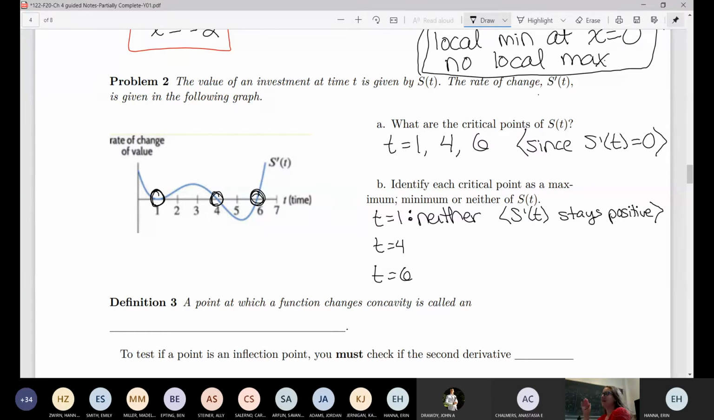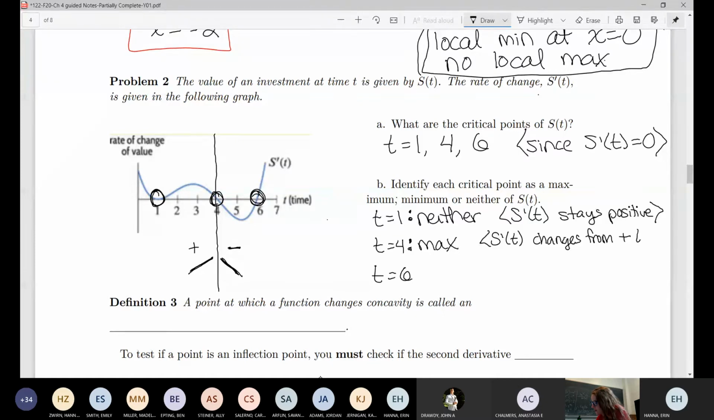All right, so at t equals 4, to the left of 4, the derivative is positive, it's above the t-axis, and then to the right of 4, it's below the t-axis. So since the derivative there is positive to the left and negative to the right, that would mean that the original function went from increasing to decreasing. So we would have a max there. So t equals 4 is going to be a max, since s prime of t changes from positive to negative.